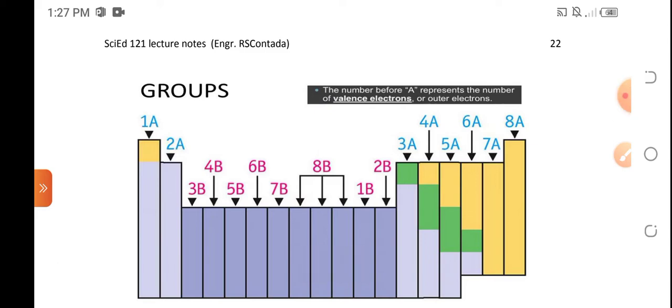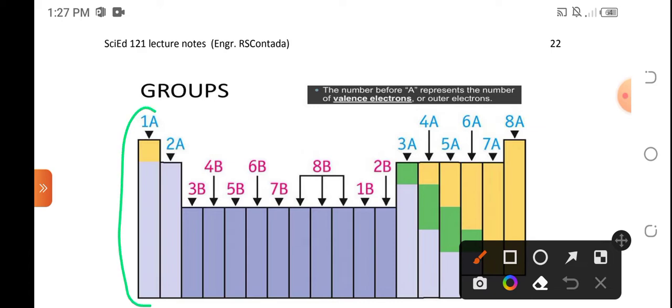Another division is groups. A group is actually the vertical division. All elements found on the first vertical division are group 1A, followed by group 2A. Tapos we have 3B. Take note that the first two are A groups. A means representative element, while B are transition elements. So we have two kinds: A are representative elements and B are transition elements.